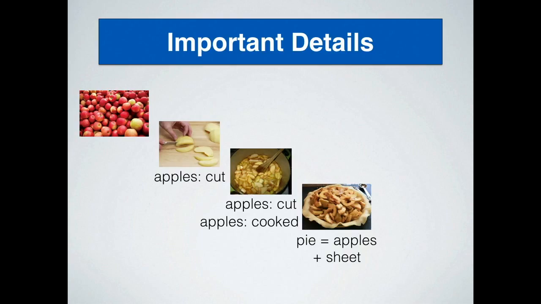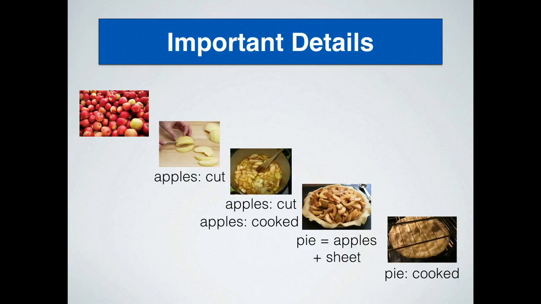Then when we add them to the pie sheet, we have to understand that there's actually a new entity that's been created from our sliced and cooked apples and the dough that we've now combined it with. And finally, once we throw it into the oven, we have to know that that combination of apples and pie sheet is now going to be cooked.